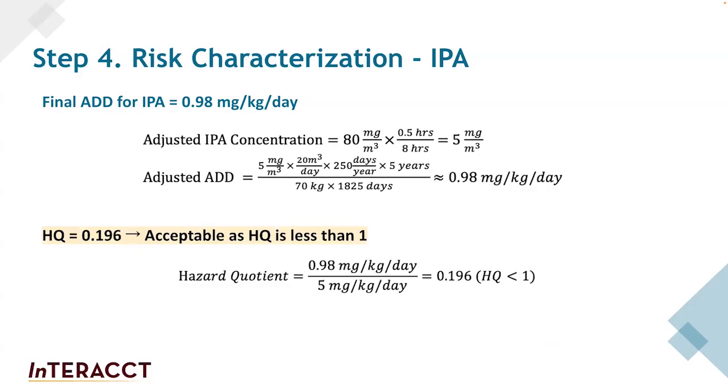Since HQ is less than 1, this indicates that exposure is within the acceptable range and is not expected to pose a significant risk of non-cancer health effects under these conditions. This step helps determine if any risk management or control actions are necessary. And in this case, for IPA, no immediate action is required based on this exposure level.